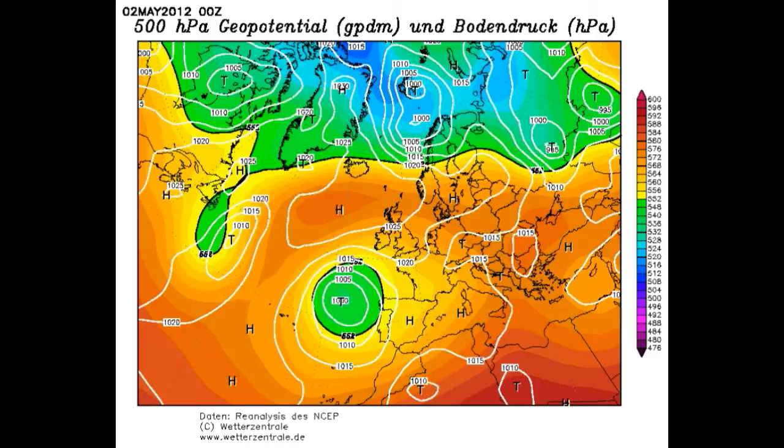So by the 2nd of May, look how far south that low is. It's off the coast of Spain and France, when normally at this time of the year you'd be expecting them to be more up towards Iceland.